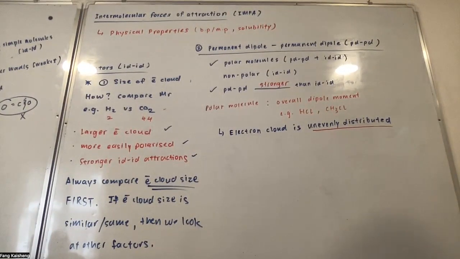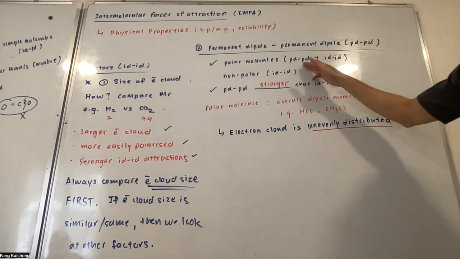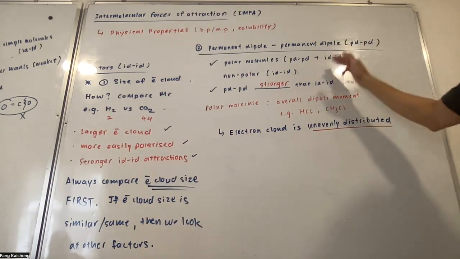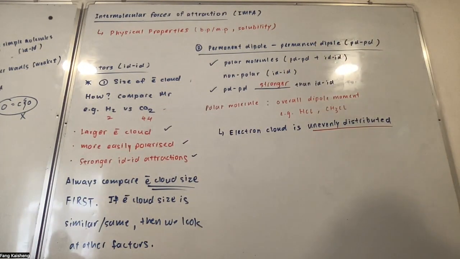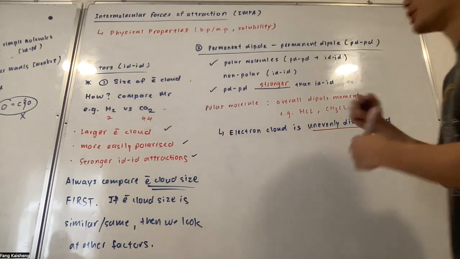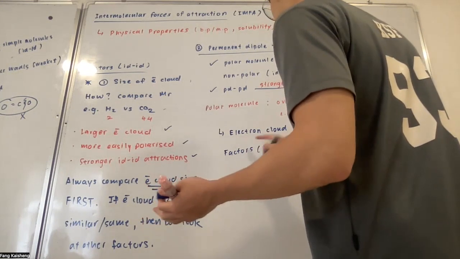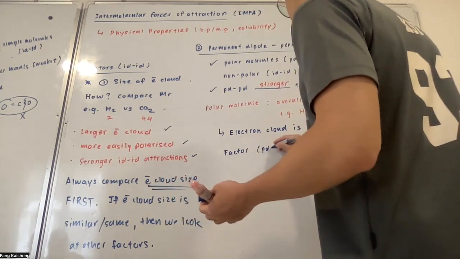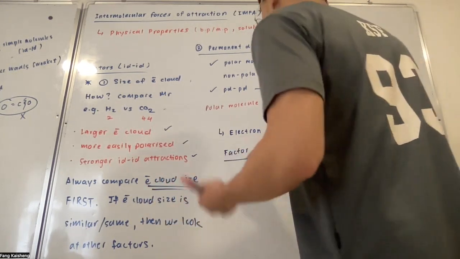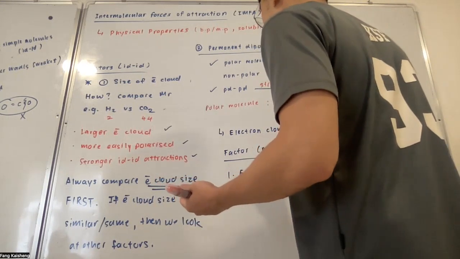Okay, so get this, polar molecules have this additional interaction. Not just an ID, guys. It has both. Now, because we understand what it is already, I want to very, very briefly touch on the factors. The factors are really not important. In fact, it's just one factor. For PD interactions, the factor is literally its electronegativity difference.